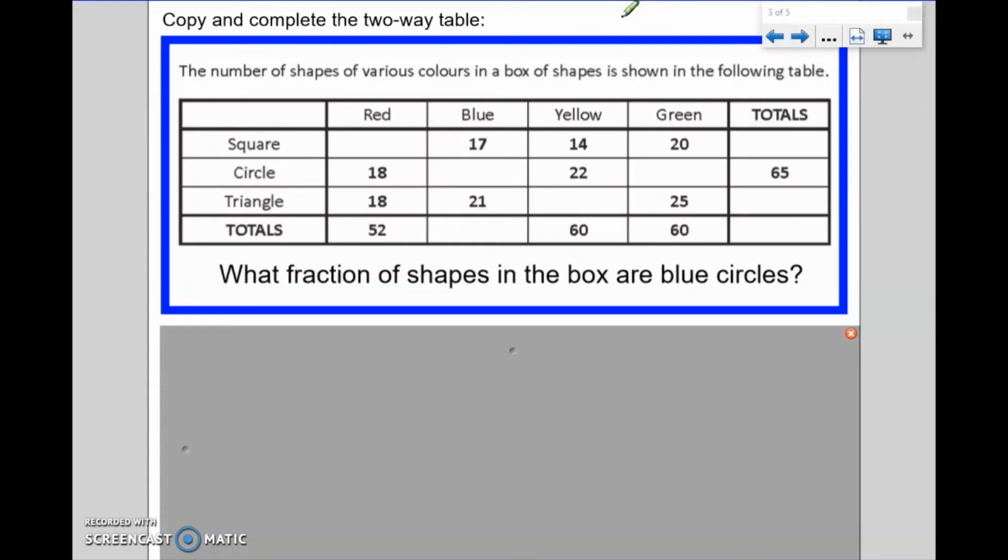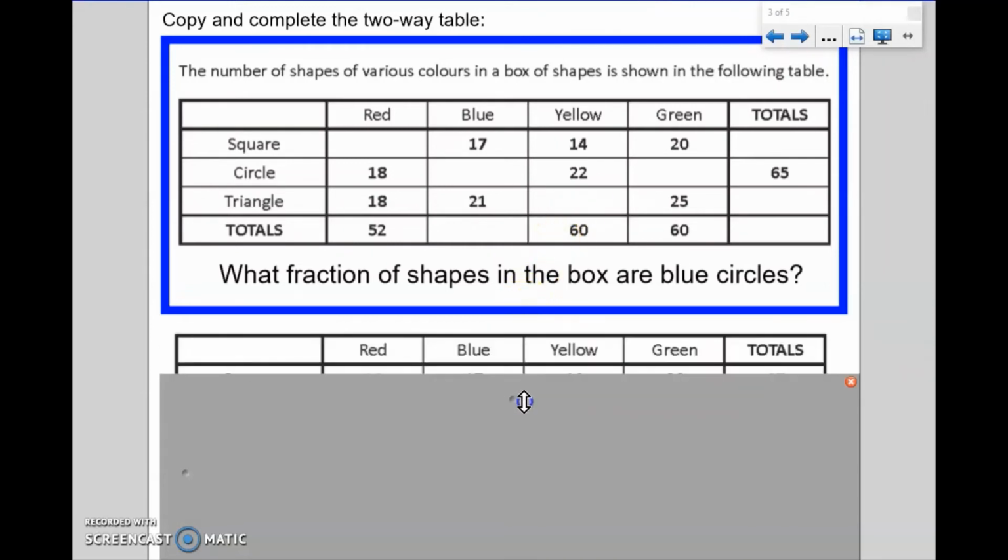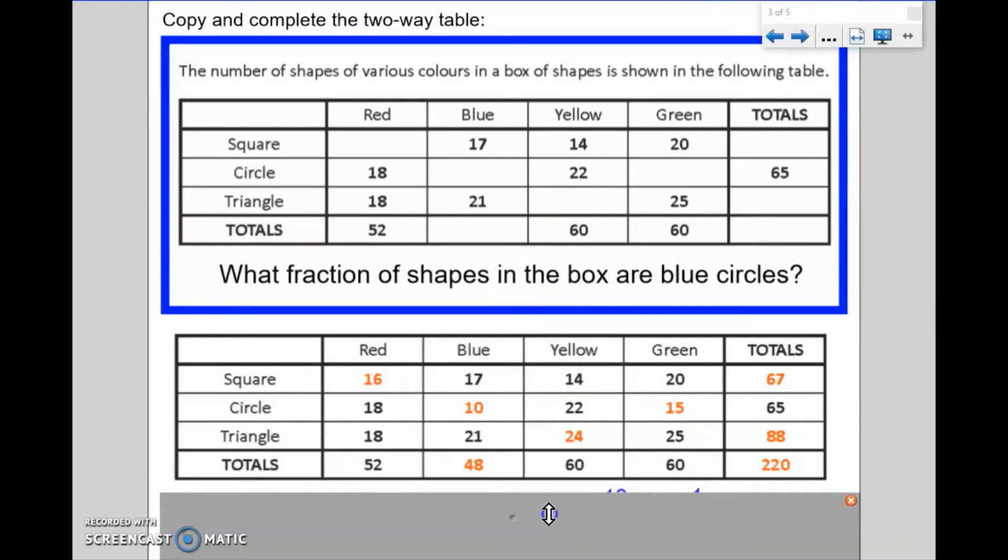Okay, welcome back. I'll talk you through my solution. So your two-way table should look something like this. Again, I'll just work through a few of the values.